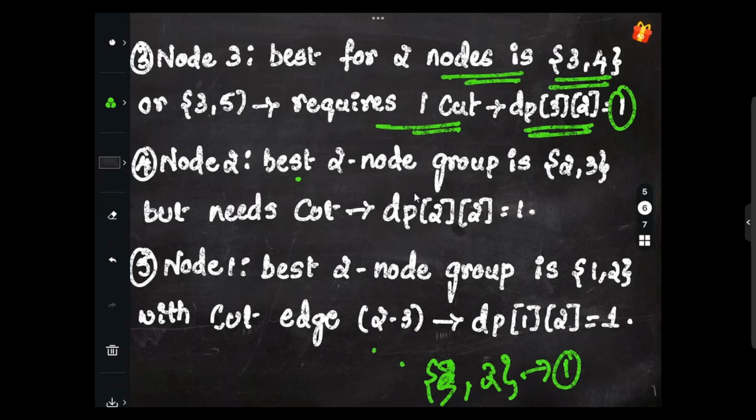So this is not the individual like 5. So we will be going with this one, 2 3, but this needs a cut again, DP of 2 to 1. So this 1 2 2, the value is 1. You can just check it.